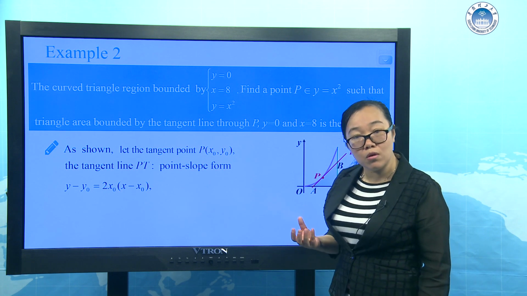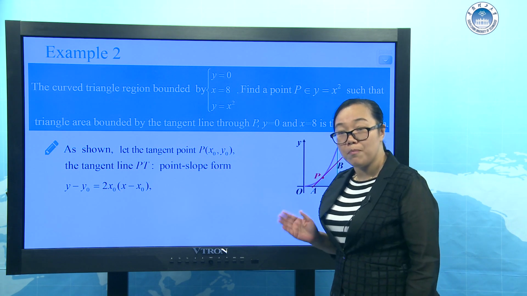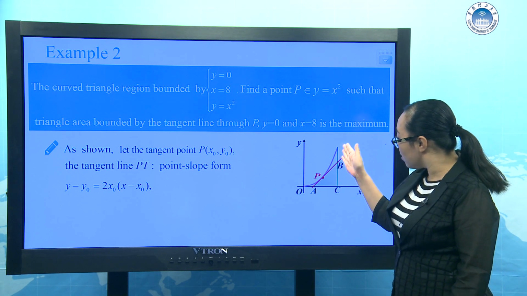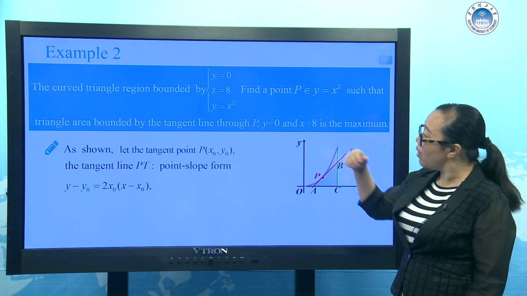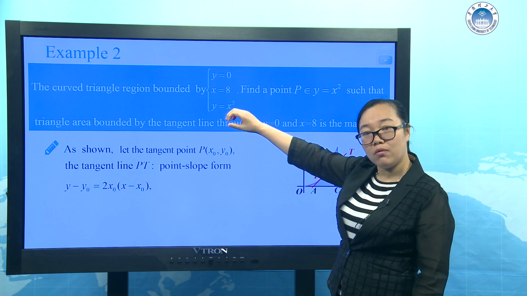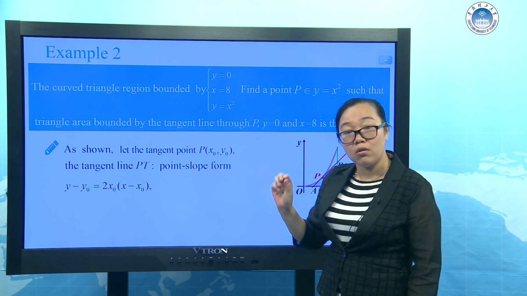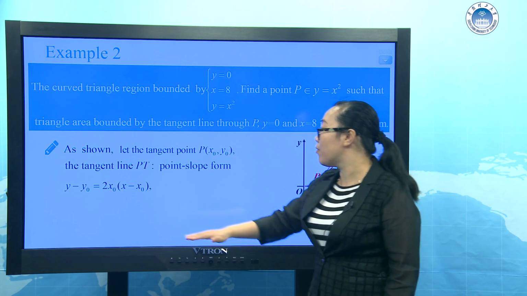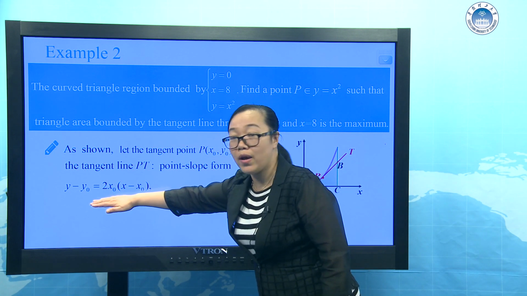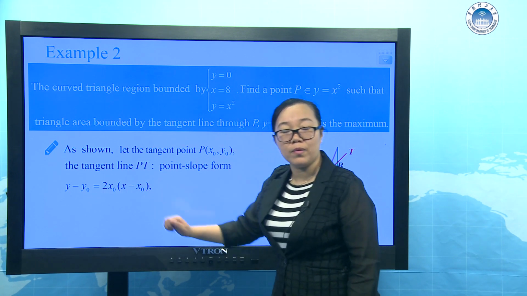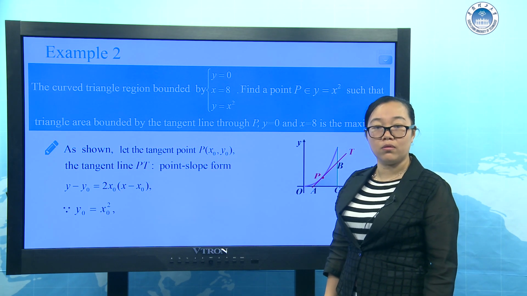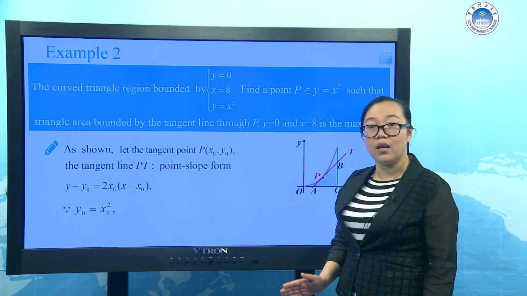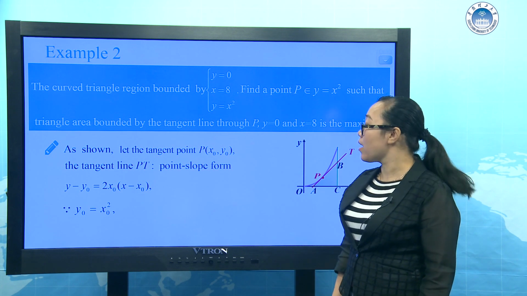What is our slope? Pay attention: P lies on the pink curve. How about the pink curve? y equals x squared. The corresponding slope means 2x. Taking the value means 2x0. So this is the tangent line. So now try to get P on y equals x squared.